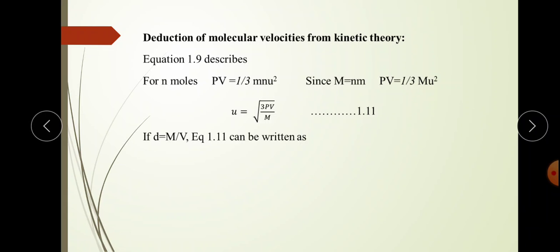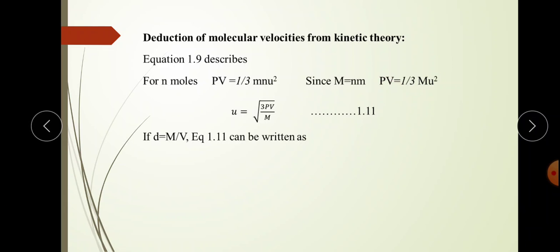So the total mass is the product of N and m. Now put the value of Nm as capital M in this equation. So this equation becomes PV equal to 1 upon 3 capital M U square. By means of this, you want the U value. So take all the terms except U to the other side.